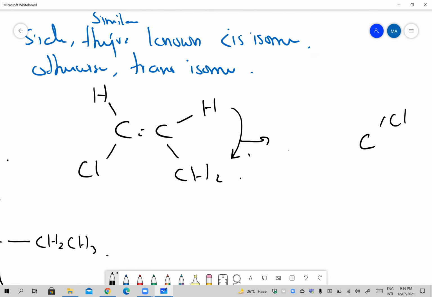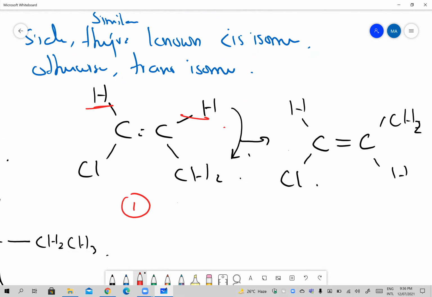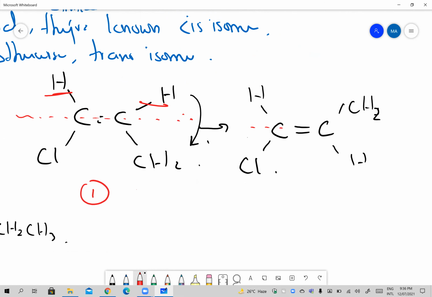So we were simply altering the position of these two, and we can let the first one remain as it is. This way, if you look at the first compound here, it has both of the hydrogens on the same side, this upper side, whereas the second one has these hydrogens on different sides, one on the upper side and one on the lower side. This is why the first one is known as a cis isomer and the second one is known as a trans isomer.